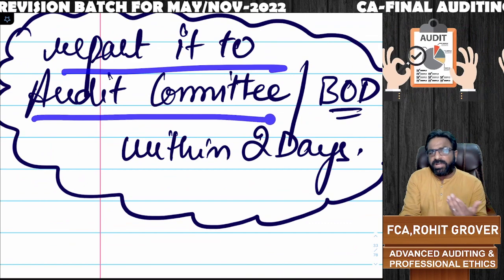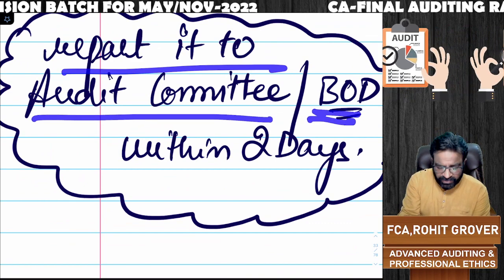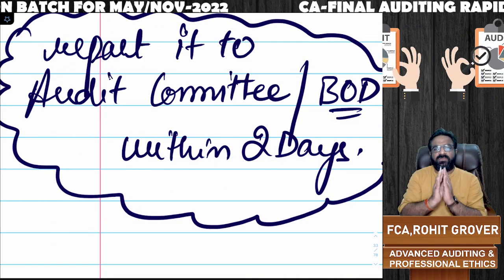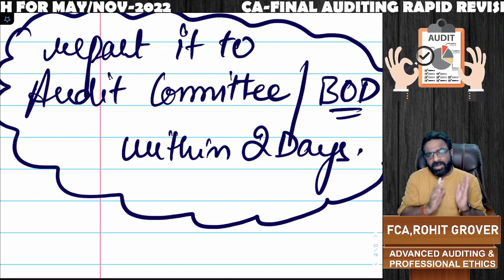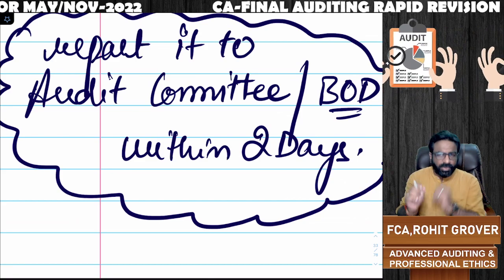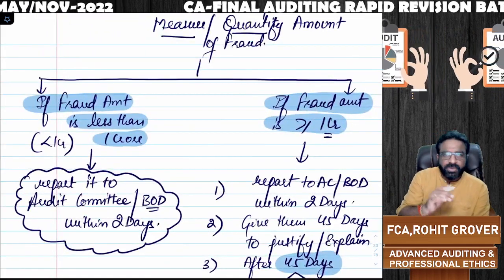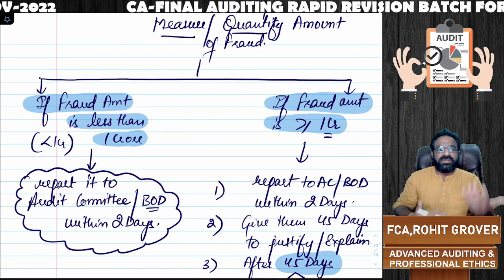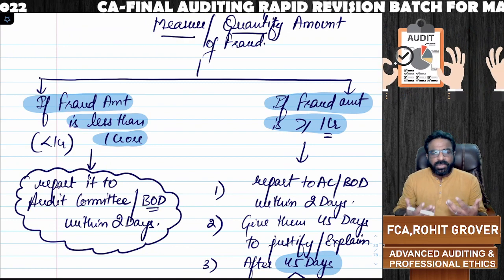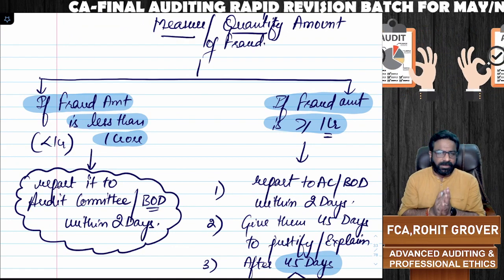If there is no audit committee, report it to the board of directors within how many days? Within 2 days, and your work is done. If you report it to the audit committee, or if the audit committee is not there, to the board of directors within 2 days, and your fraud amount is less than 1 crore, then your duty is over. You need not do any further reporting to the central government and such like that.